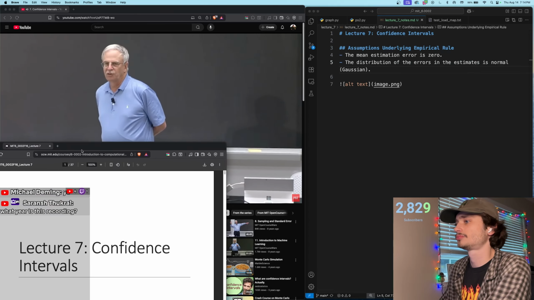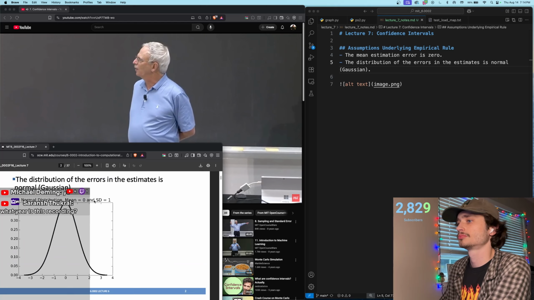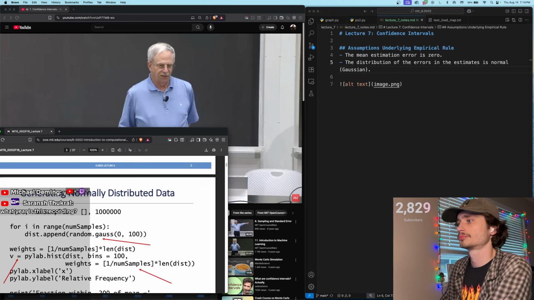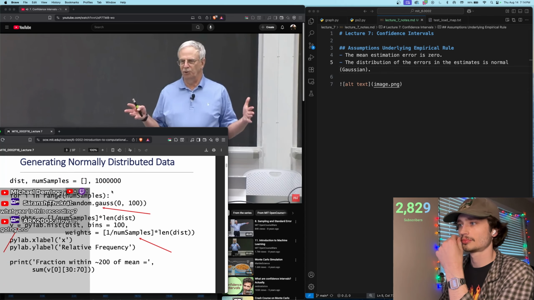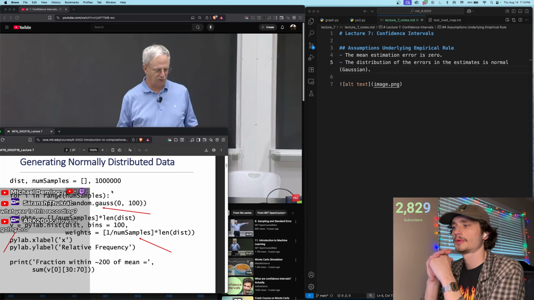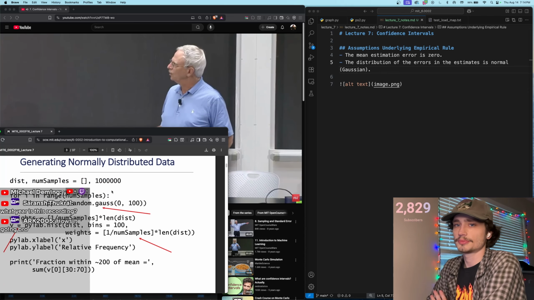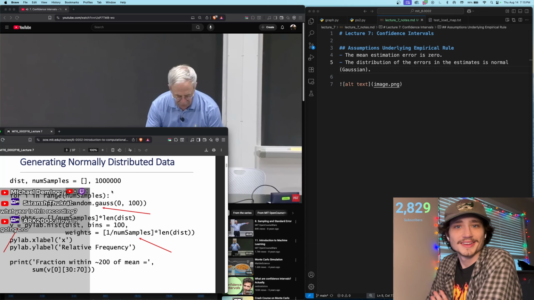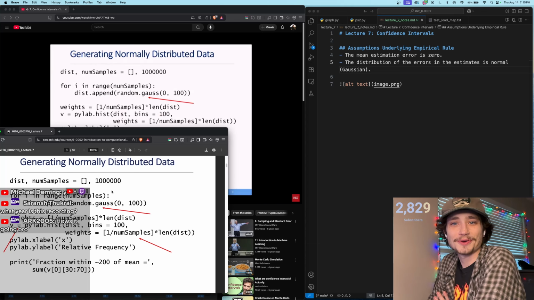Normal distributions are very easy to generate in Python. I have a little example here of generating not a real normal distribution, but a discrete approximation of one. And the thing to really notice about it here is this line, random.gauss.